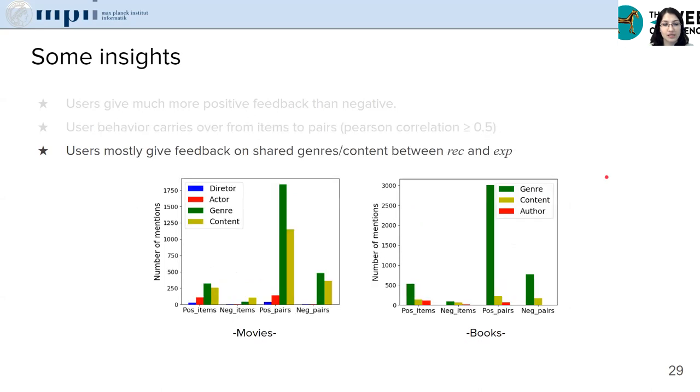Another observation was that genres and contents are much more likely to influence user preferences as opposed to directors and actors in the movie domain or authors for books. For more insights, including the effect of user profile diversity on ELIXIR's performance and some anecdotal examples, we refer the audience to our paper.